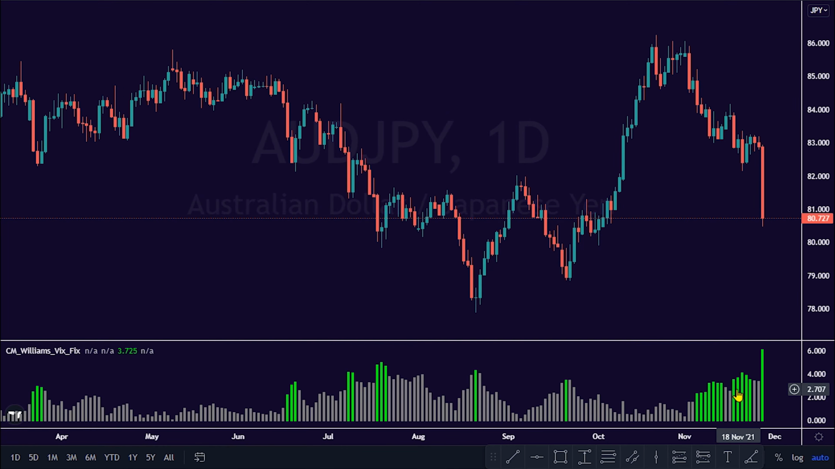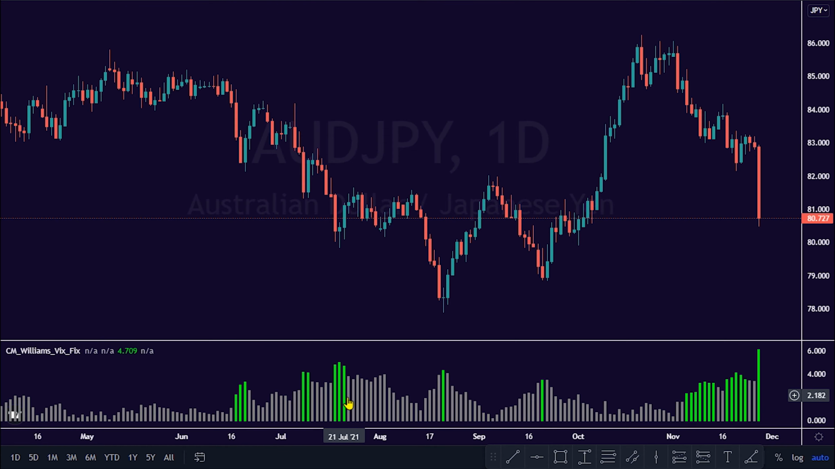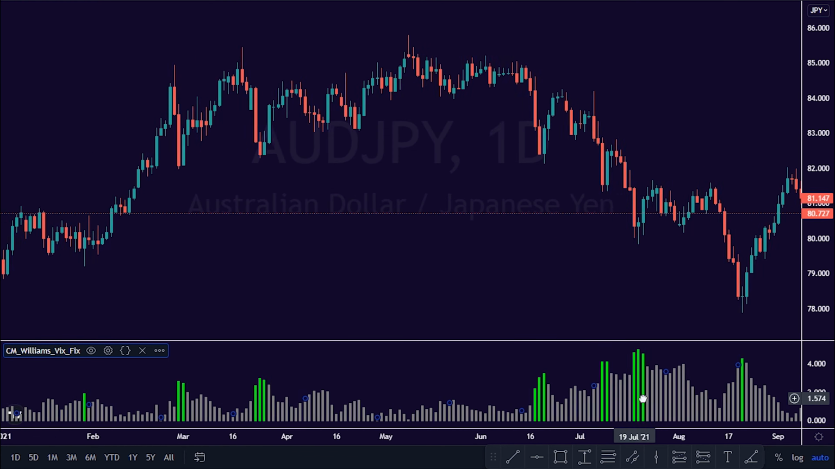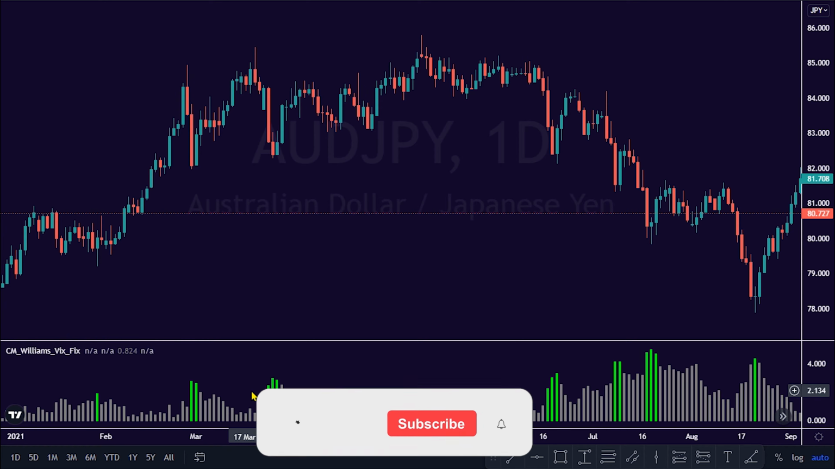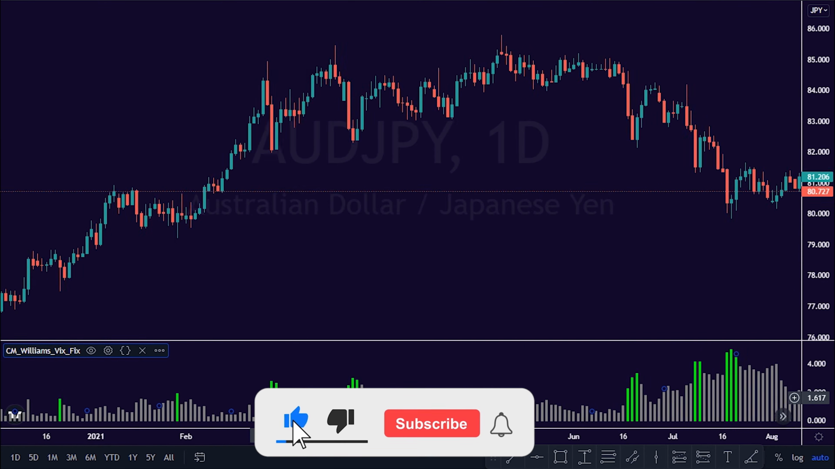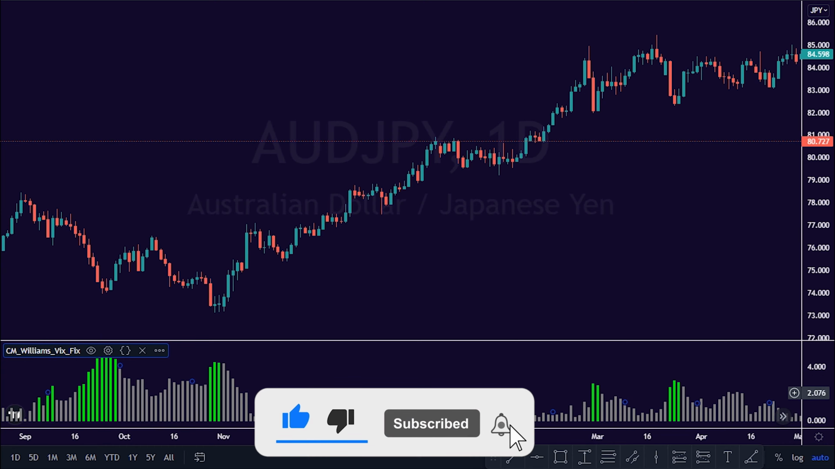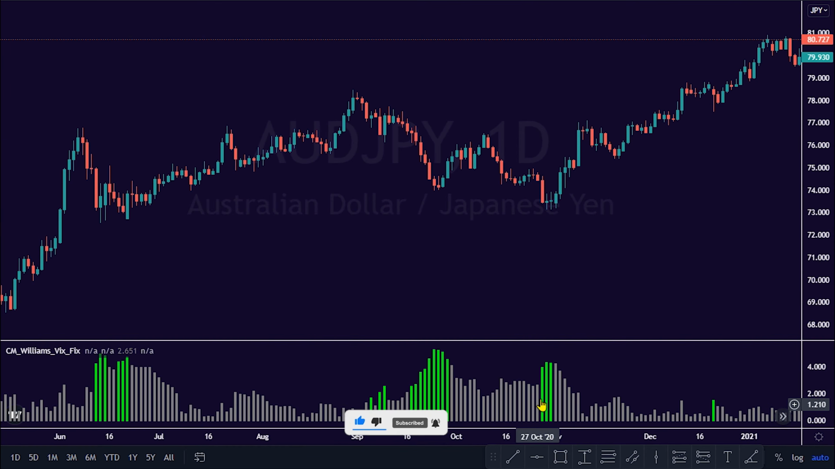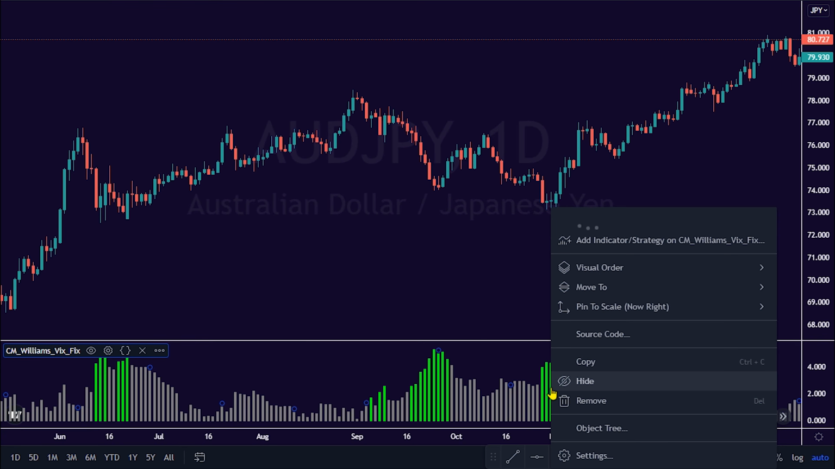Here's the CM Williams VIX Fix indicator at the bottom of our trading chart. Visually, this trading indicator looks like the MACD. But the only visual difference from the MACD is the absence of histograms at the bottom of the CM Williams VIX Fix indicator here. As the name implies, the CM Williams VIX Fix Finds Market Bottom indicator is an indicator that tends to find possible reversal points at market bottoms.